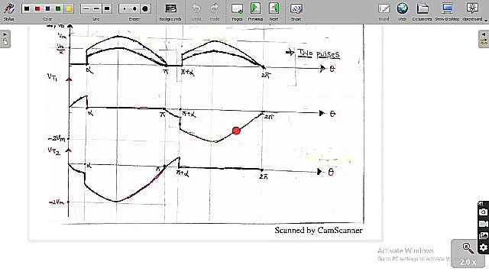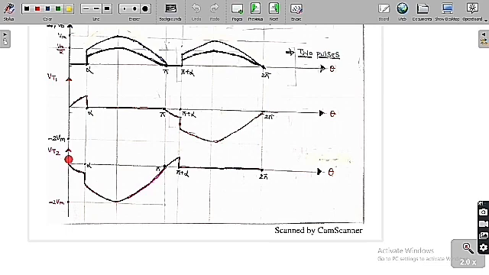Simply we can say that from pi to 2 pi, thyristor T1 is going to face a reverse voltage. The circuit turn off time of thyristor T1 is pi by omega, because 2 pi minus pi is pi by omega.